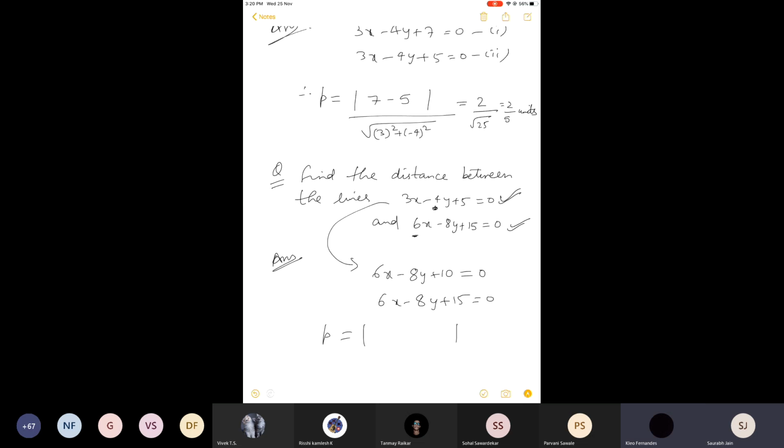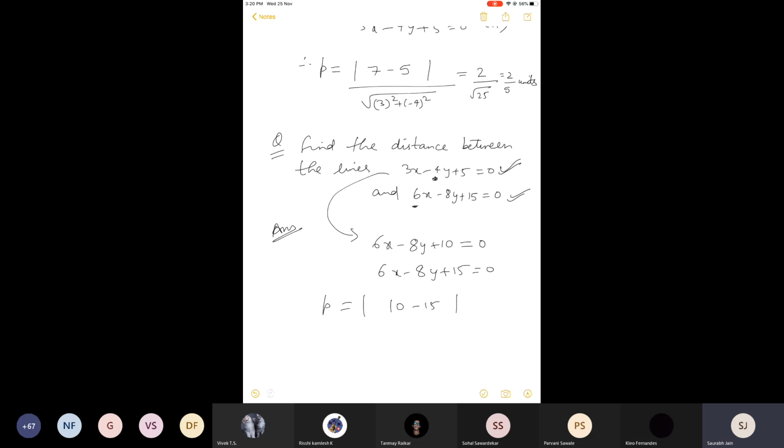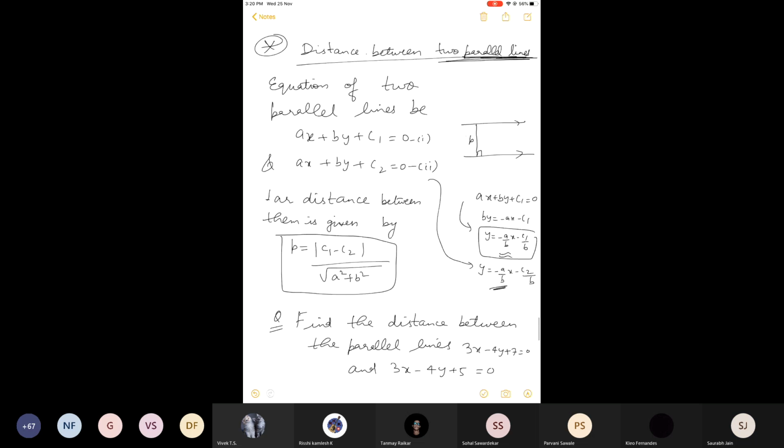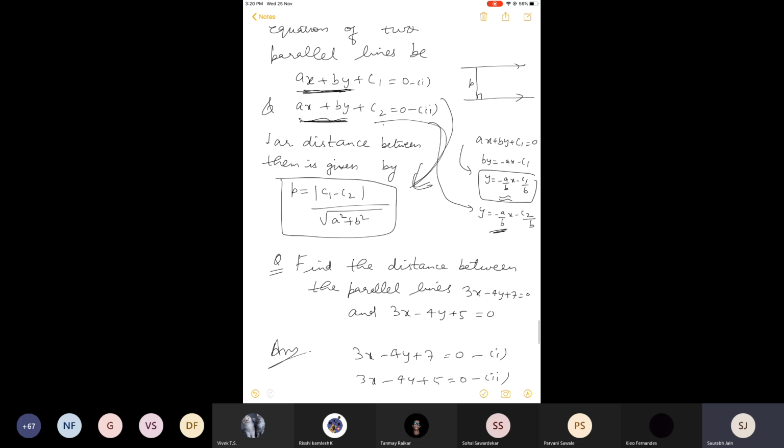So what is the formula? It has to be the same because m1 equals m2. Yeah, m1 is equal to m2 is okay, but the formula will be applicable only when both of them are written in this form. Slope is equal, but this formula will be applicable only when you have the coefficients of x and y the same. That is why I was saying the lines should be of this appearance, and then you can write the perpendicular distance.